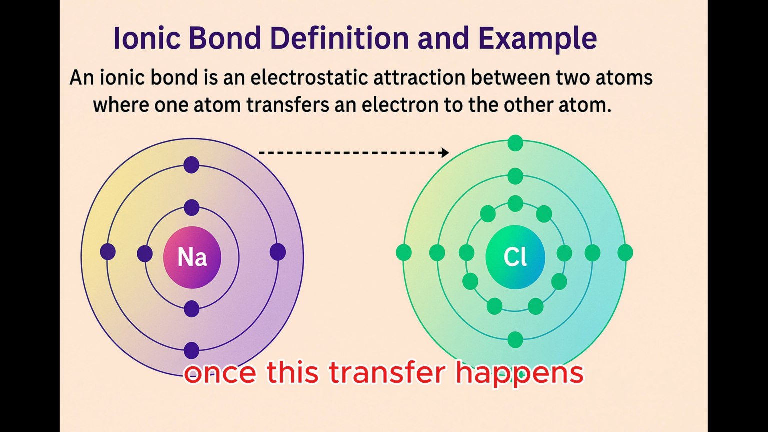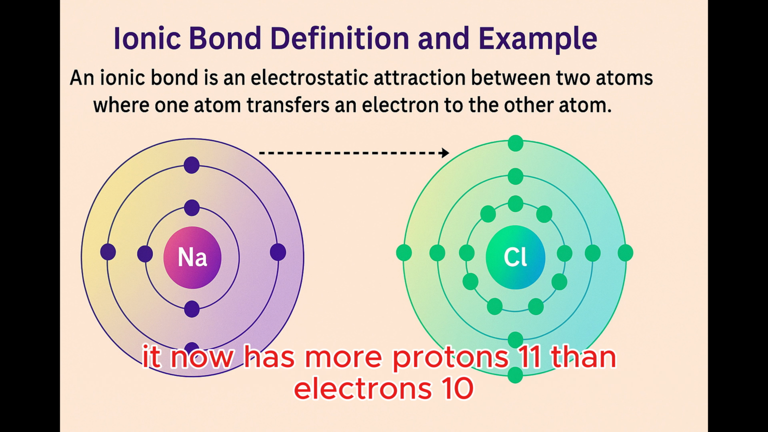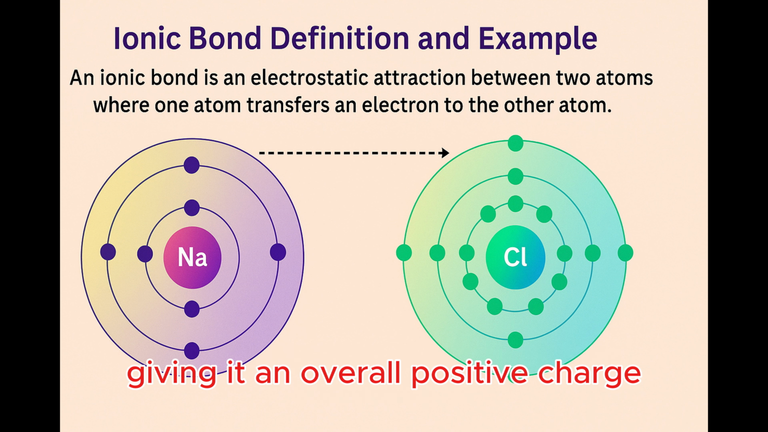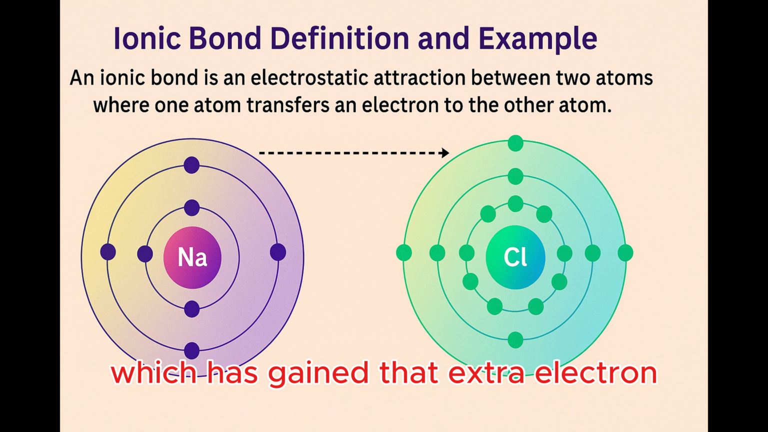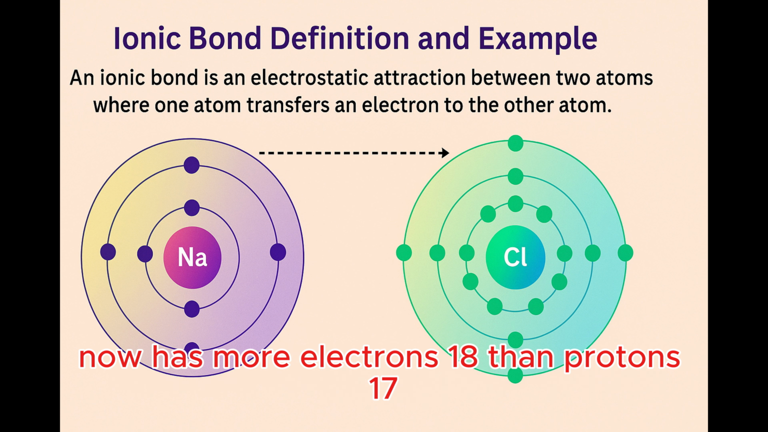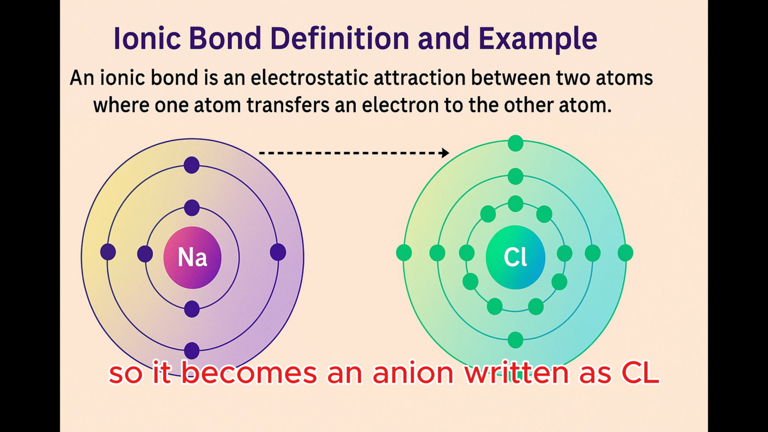Once this transfer happens, sodium no longer has that outer electron. It now has more protons, 11, than electrons, 10, giving it an overall positive charge, so it becomes a cation written as Na+. Chlorine, which has gained that extra electron, now has more electrons, 18, than protons, 17, giving it an overall negative charge, so it becomes an anion written as Cl-.